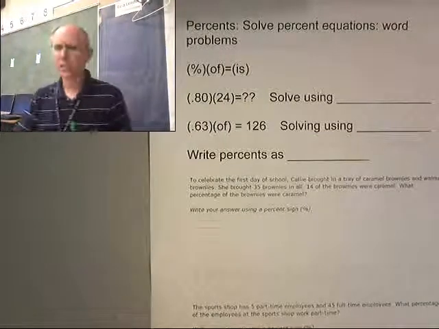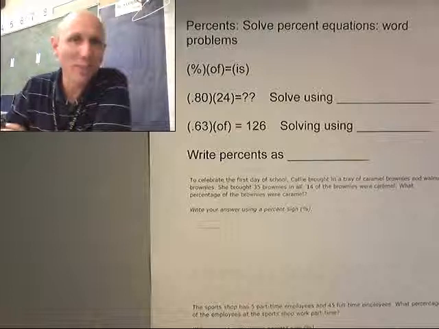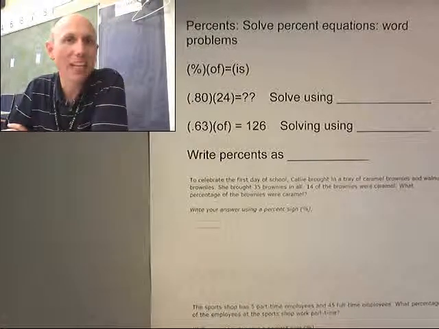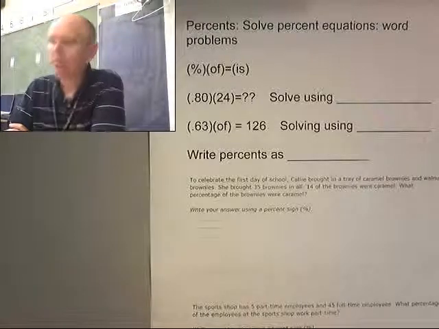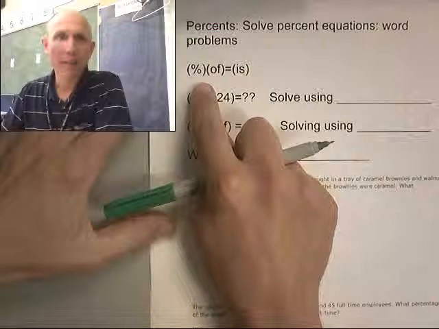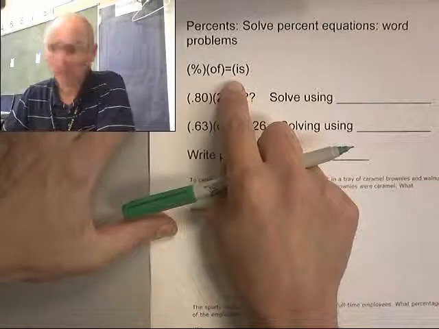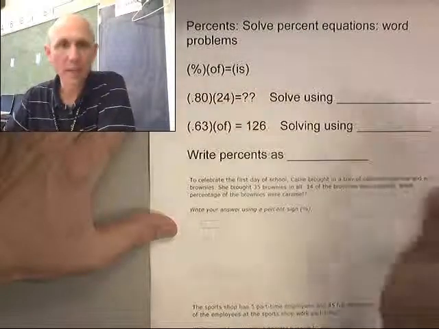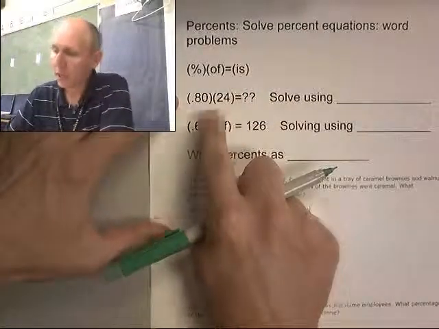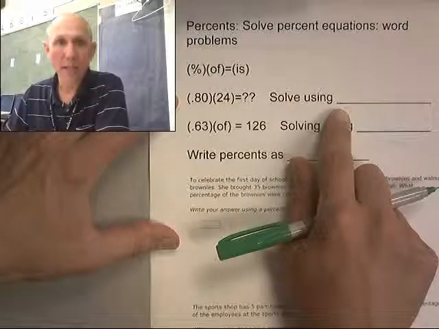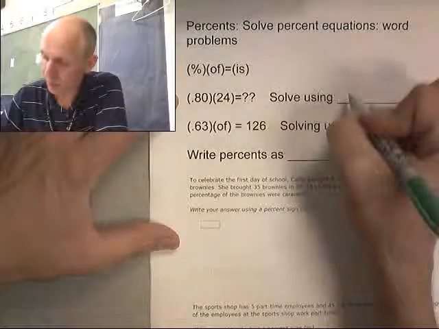All right, so now it's going to get interesting because we're going to start really applying some of these percentage ideas that we've been working on. Start with our basic equation. Remember, this is the one that you need to know: the percent of is equation. Percent of is. If I have the percent and the of, I just multiply these together. Solve using multiplication.